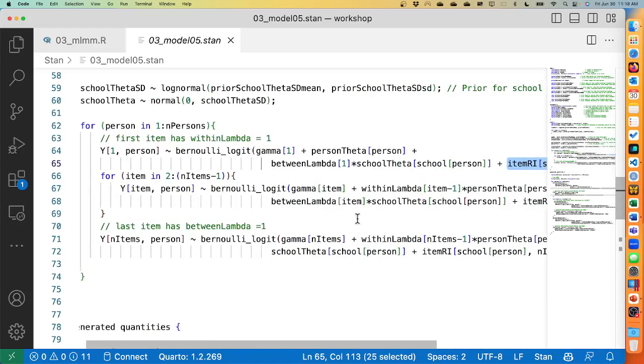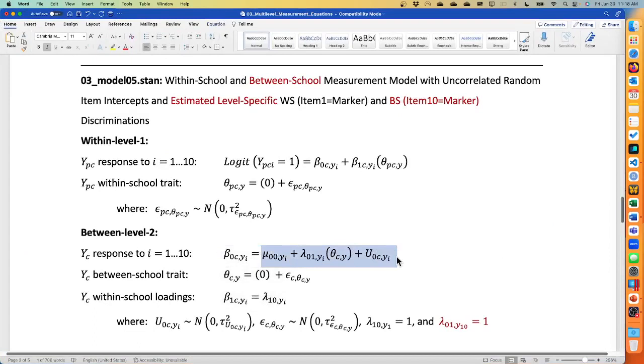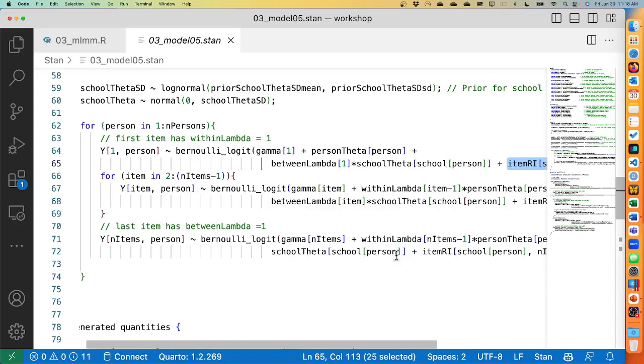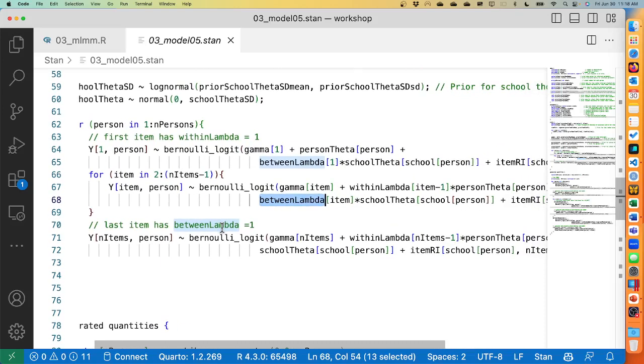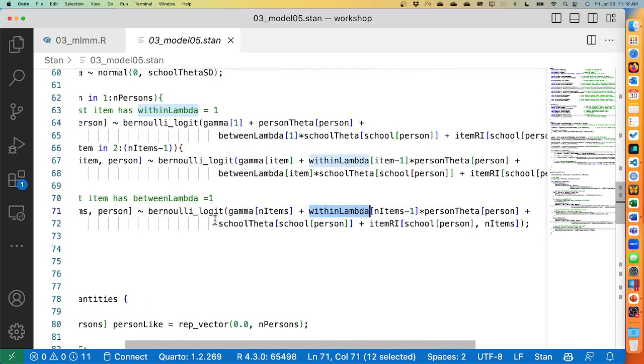Right? So if you actually want to think about it, if we were talking in class Tuesday about this model, that's what we called confirmatory factor analysis. It's just that what confirmatory factor analysis calls those random intercepts are the school random intercepts themselves. And that's why the item random intercept still stays. For items 2 through 9, we have both the within lambda and the between lambda. And I will note within lambda number 1 represents item 2's value, whereas between lambda number 1 represents item 1's value, because I had different markers on each. And then finally, for the last item, we have a within lambda, but no between lambda.